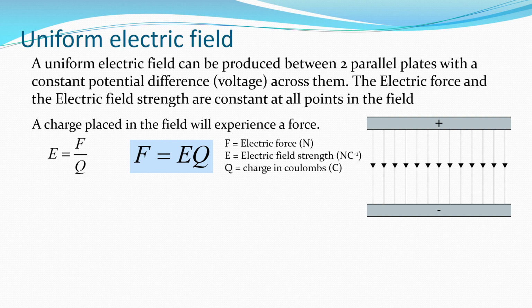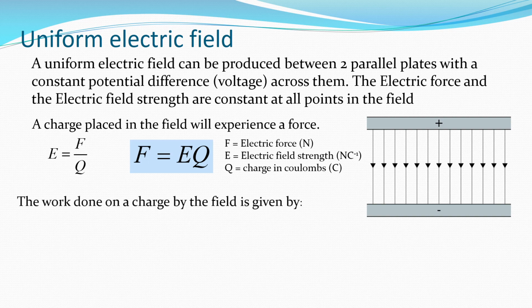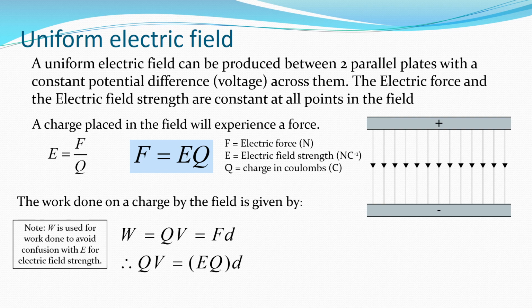Here, F is the electric force in newtons, E is the electric field strength in newtons per coulomb, and Q is the charge in coulombs. The work done on the charge by the field is given by W equals QV, same as what we see in Higher. We can also say that work done is equal to FD, which is an equation you were introduced to within National 5. We can equate these two things to each other. So we can say QV is equal to FD. We know F is equal to EQ from the equation above. This then gives us a final relationship of V is equal to ED.